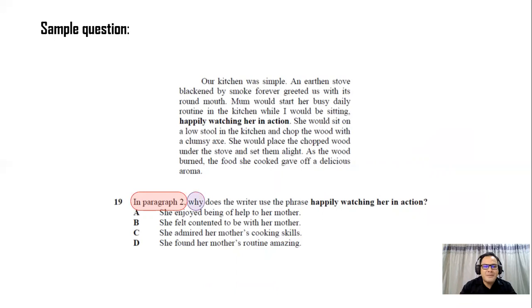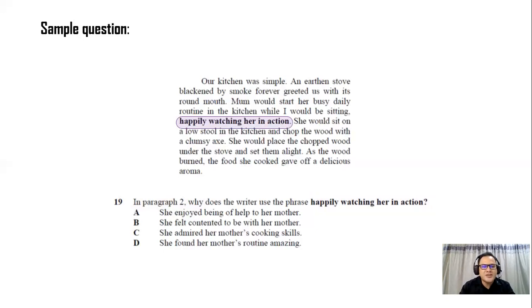But before that, let's look at all the keywords in the question. So we have why. So why, like I mentioned earlier, requires a reason. And then the words in bold, happily watching her action. So we need to find a reason why the writer used the phrase. And then we can find the phrase in paragraph 2.